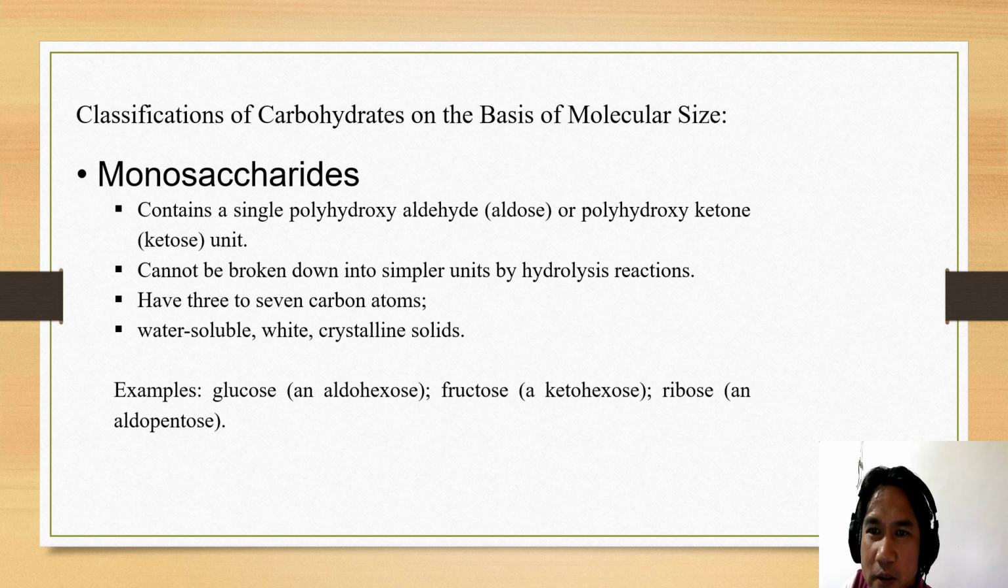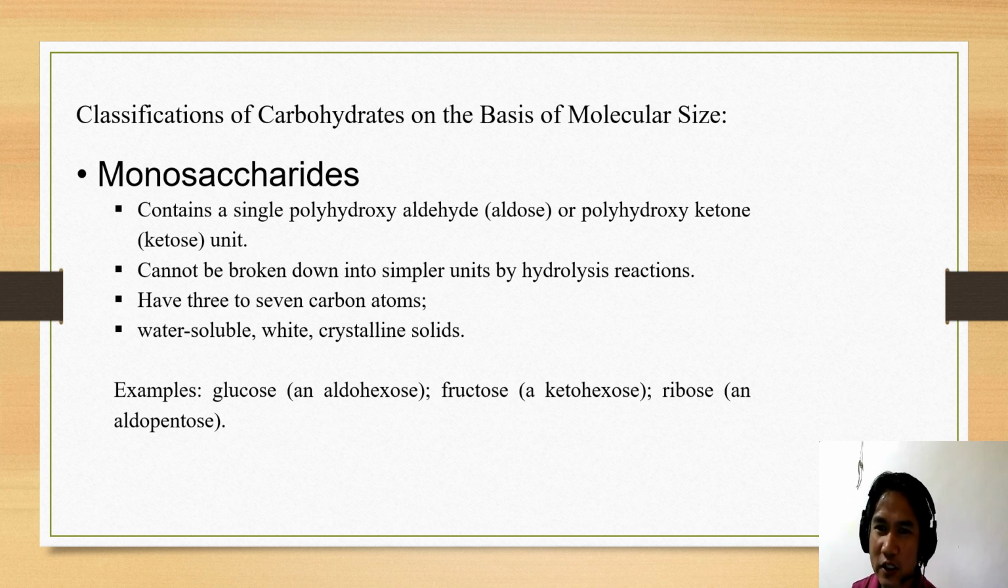Now, at this point, we will classify carbohydrates based on molecular size. When we say based on molecular size, this is about the size or the mass of the molecule. Monosaccharides are the lightest or the simplest, I should say, because mono means one. They contain a single molecule.